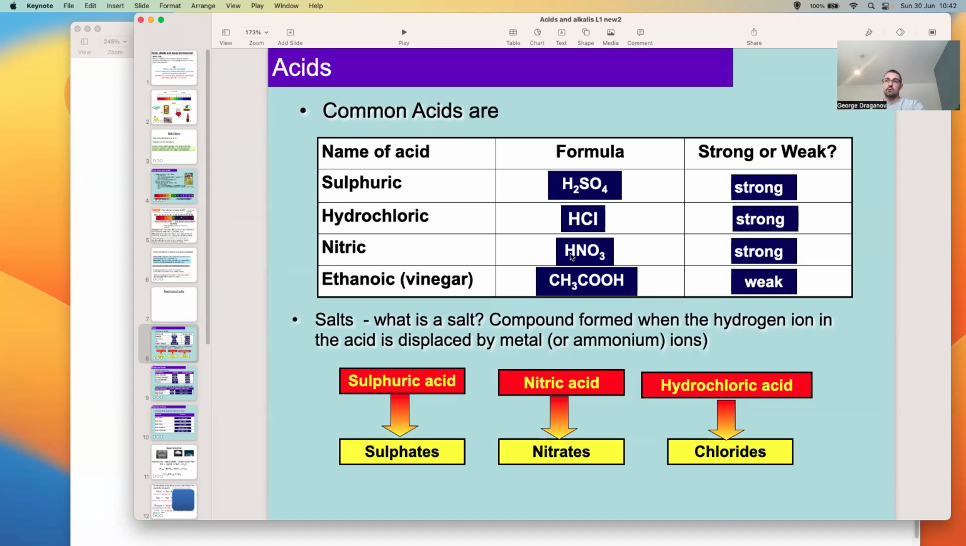Salts come from acids. So you just have to remove the H from the formula of the acid, and you will have a salt. So sulfuric acid will form sulfate salts because of the oxygen. Nitric acid will form nitrate salts, and hydrochloric acid will form chloride salts.